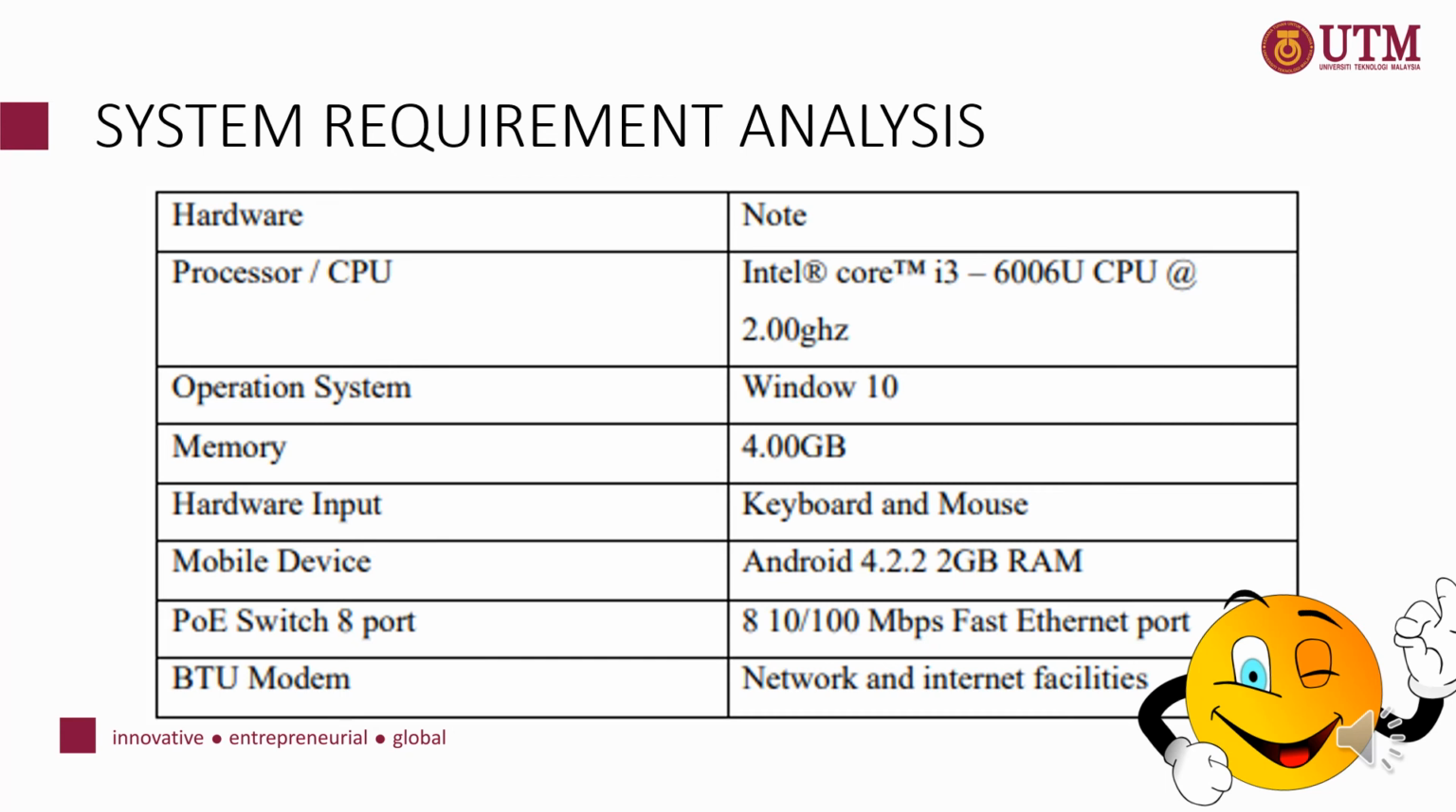For system requirement analysis, computer hardware contributes to success in system development. It has also made the system run smoothly and easy to use for the user. The hardware is a processor or CPU, operating system, memory, hardware input, keyboard and mouse, mobile device, PoE switch with port, and BTU modem, network and internet facility.